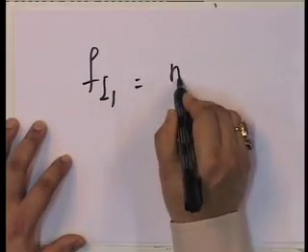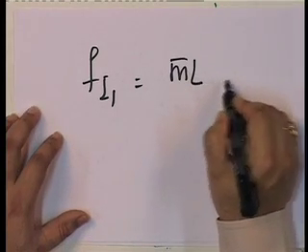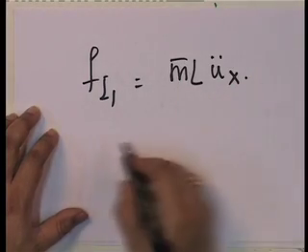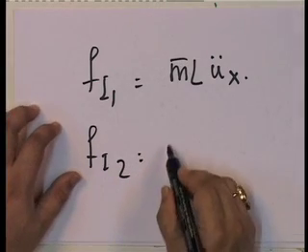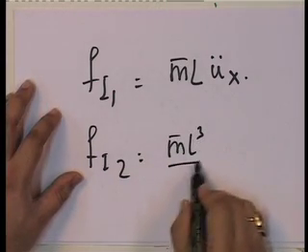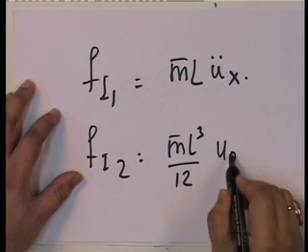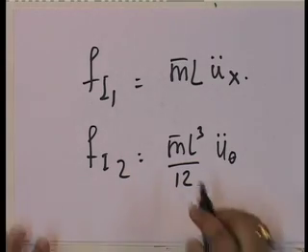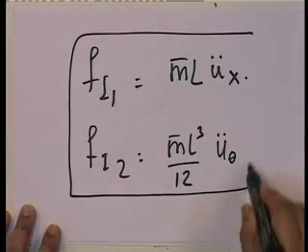So, that is the reason why, if I rewrite f I 1 and f I 2, what we get are the following. f I 1 is equal to m bar L into u x plus 0 into u double dot theta, and f I 2 is m bar L cube by 12 u theta, because again the u x one over here is 0. So, that is f I 1 and f I 2.